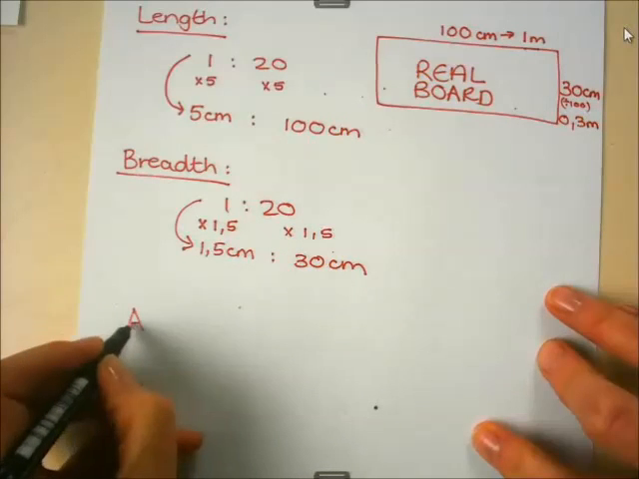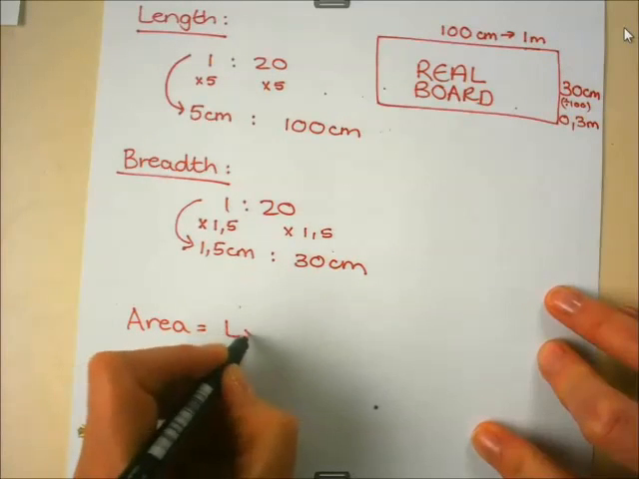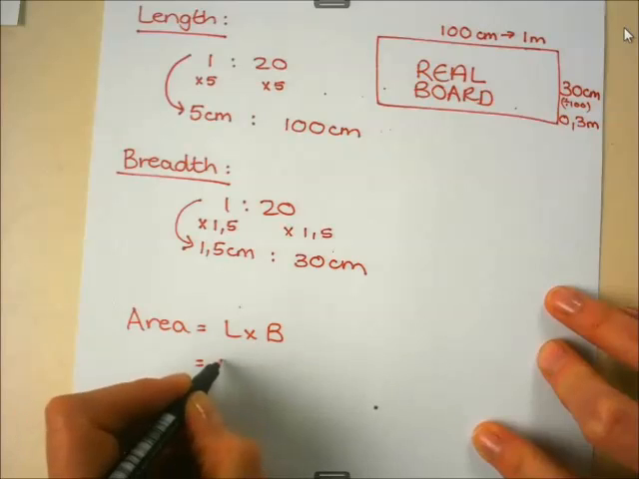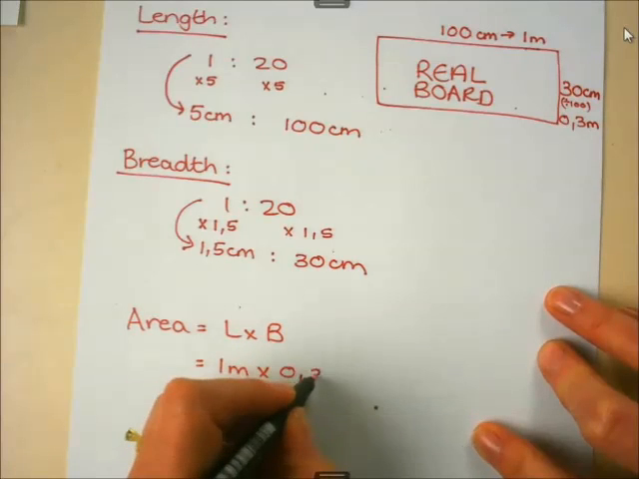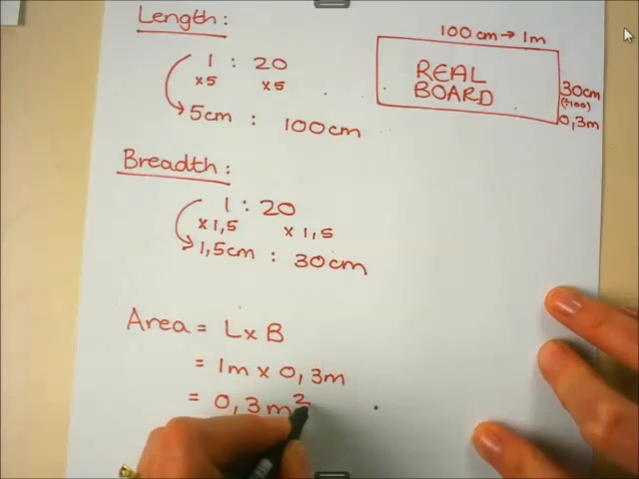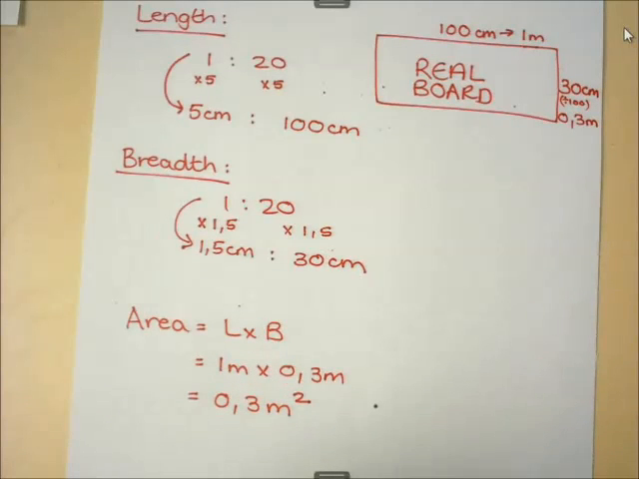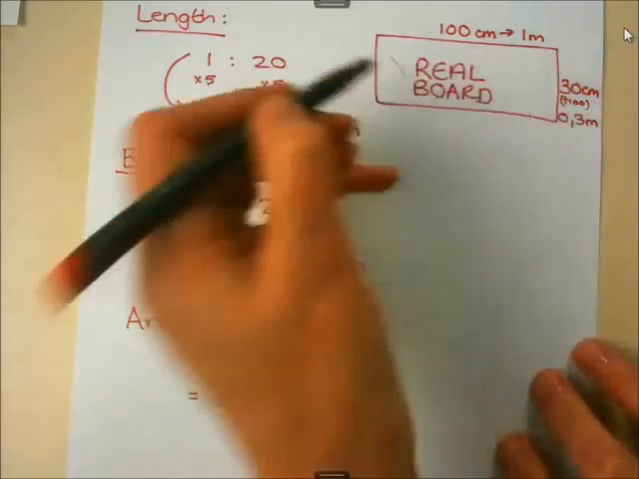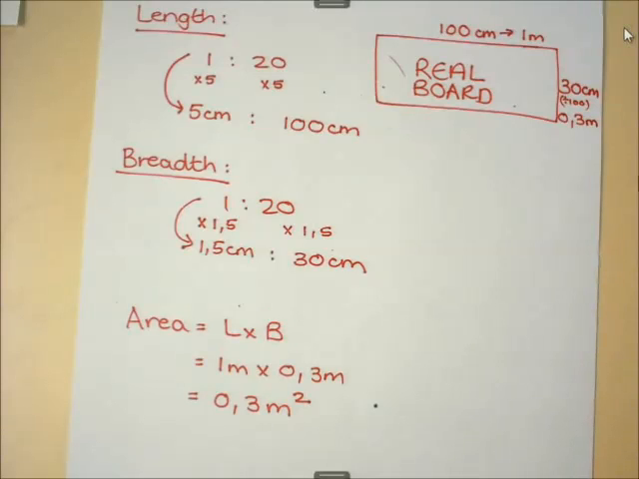If you want to work out the area, it's length times breadth, and we're going to get 1 meter times 0,3 meters, and our answer will be 0,3 meters squared. That's the area. If I had to paint this, I would be painting 0,3 meters squared.